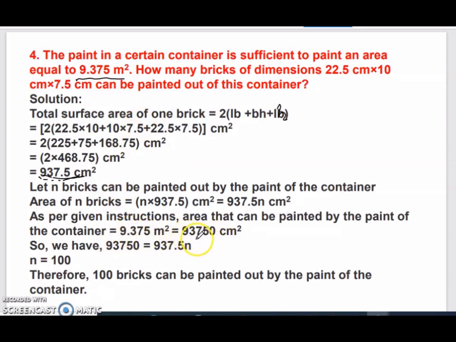So you will get 93,750 centimeter square. This much area can be painted with the help of one container. So when you divide this, you get 100 bricks as the answer. So 100 bricks can be painted from this container.